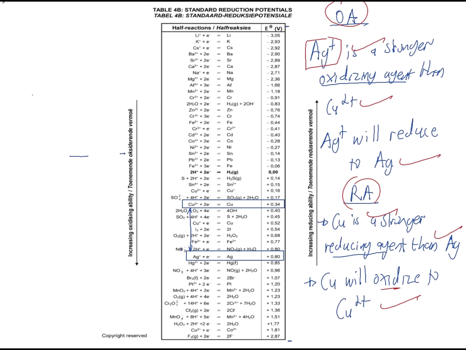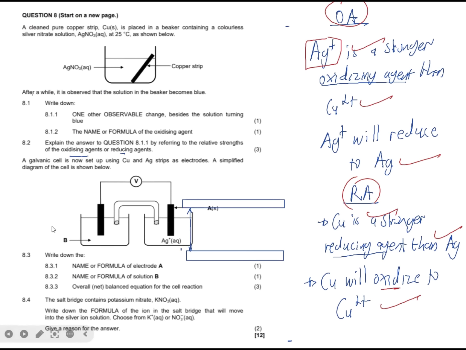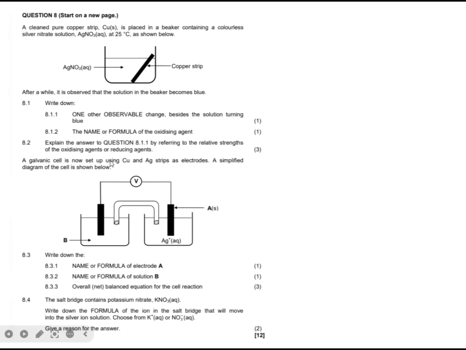Okay, then let's go. Pretty nice question there. Now we move to this one here. It says a galvanic cell is now set up using Cu and Ag strips as electrodes. A simplified diagram of the cell is shown below. Then 8.3 says, write down the name or formula of electrode A. So we have 8.3.1. What is electrode A?